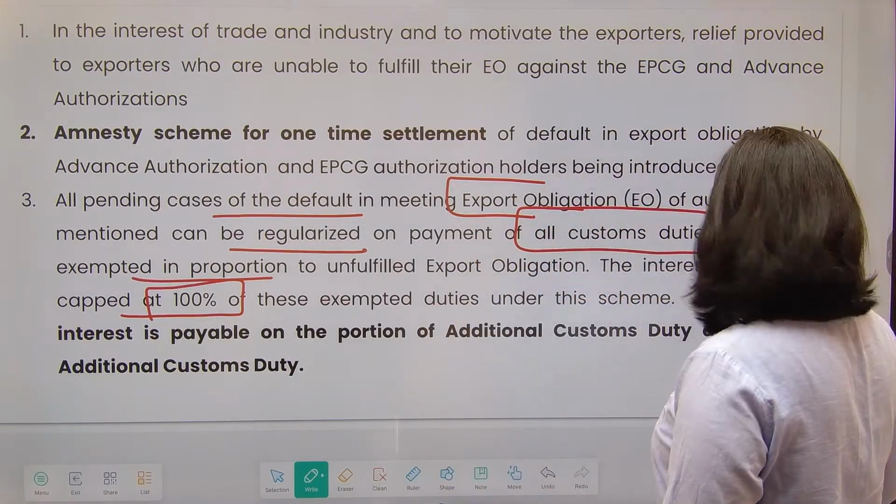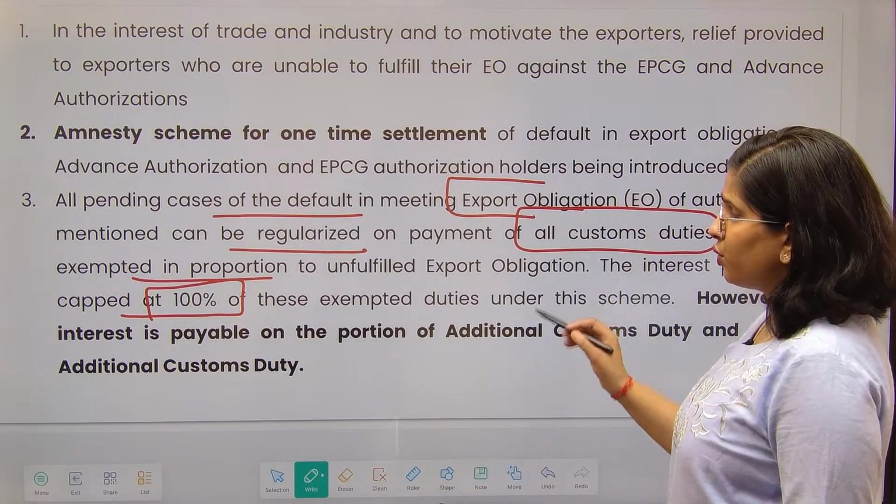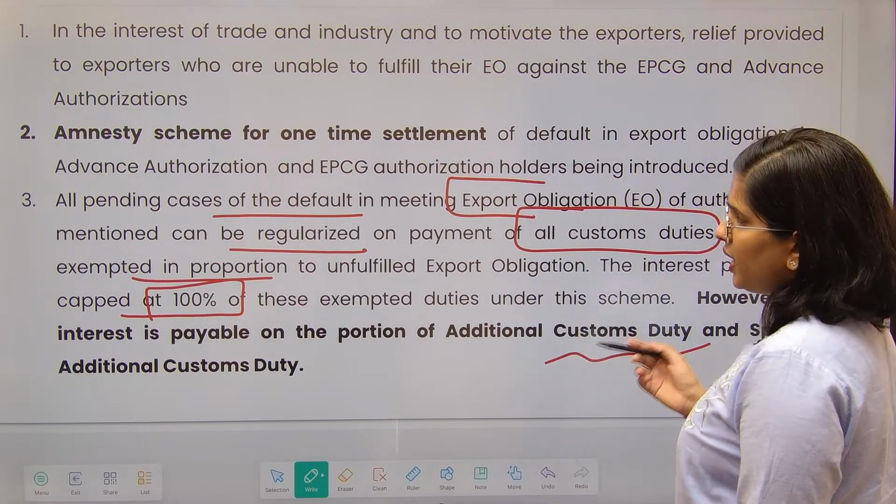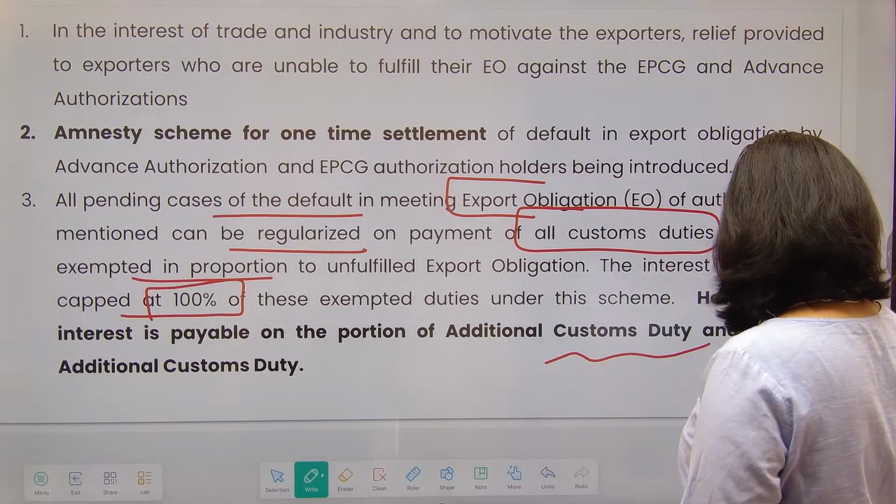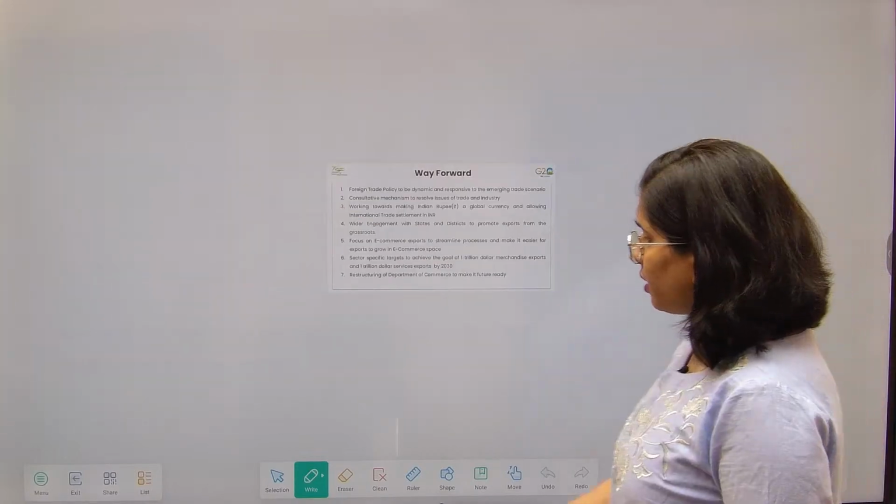But yes, government is going to charge no duty on the additional customs duty and special additional customs duty. Why does the government of India impose the special customs duty? Because some items are like that. Whenever we are importing from any other country, they are cheaper even after imposing the basic customs duty. So as per the item, we do impose the additional customs duties on such items.